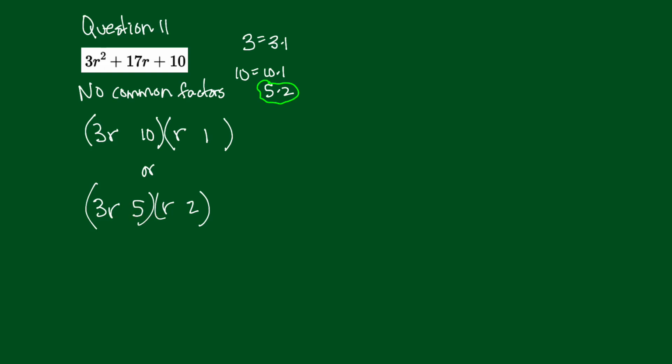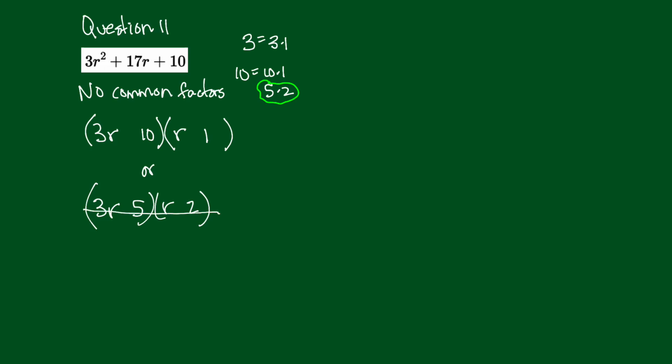So I'm going to try this one down here. Now, just run a quick check. Is there a chance, I know I can get to 10, is there a chance of getting this 17 with this setup here? We'll look at the outer product and the inner product. The outer product is 6. The inner product is 5. 6 and 5, I cannot get a 17 out of a 6r and a 5r. So this combination here is not going to work.